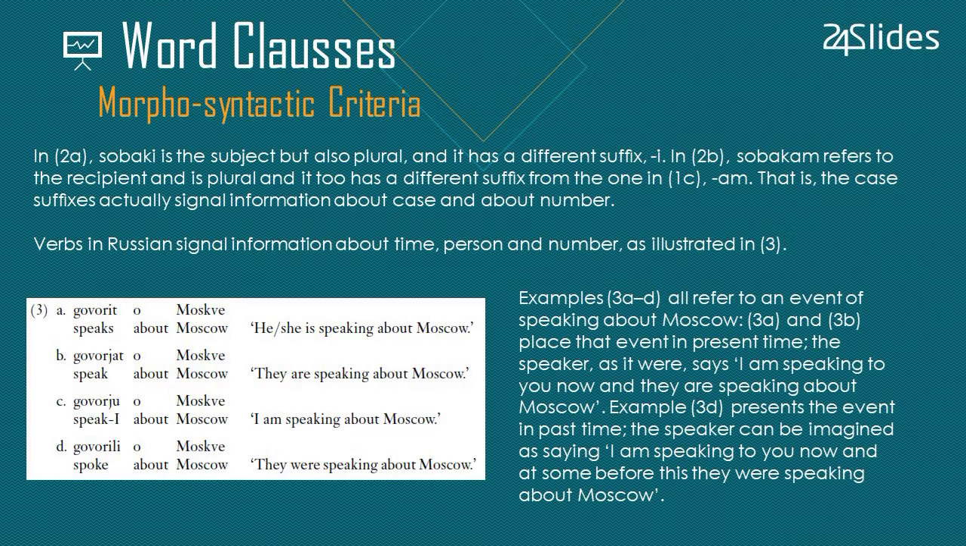Examples 3a, 3b and 3d all refer to an event of speaking about Moscow. 3a and 3b place that event in present time. The speaker, as its word says, is saying "I'm speaking to you now, and they are speaking about Moscow." Example 3d presents the event in past time. The speaker can be imagined as saying, "I'm speaking to you now, and at some time before this they were speaking about Moscow."